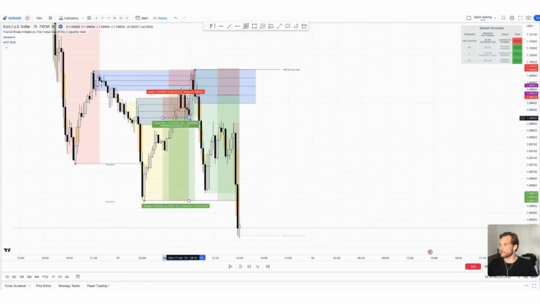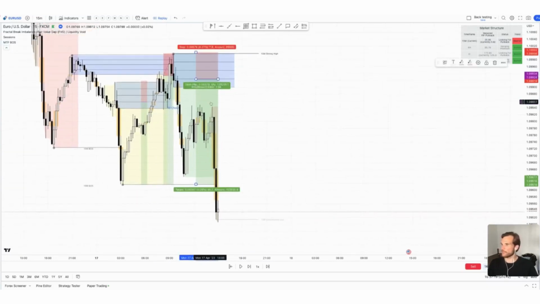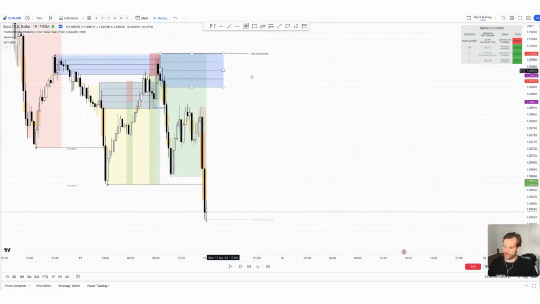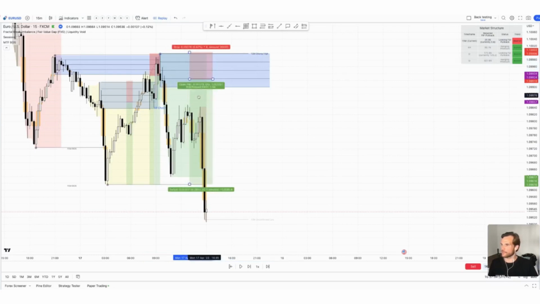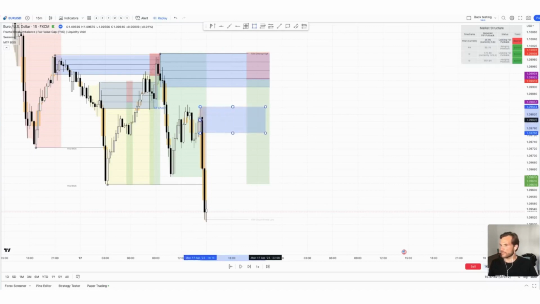I'm going to move this one over just so it's a bit more clean. And this one too. And this one did not get filled, but we've now got a break of structure. It is still valid. I'm going to keep it on there. I don't have to do it again. Pull it out. Move this across. This is our other one.